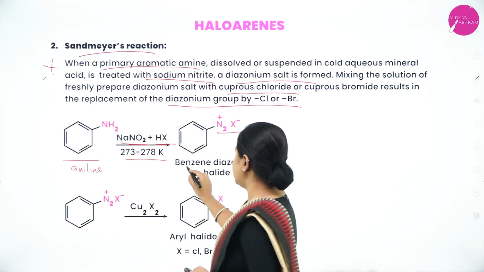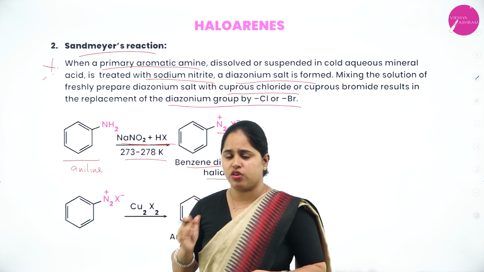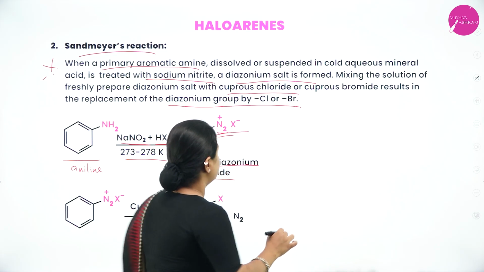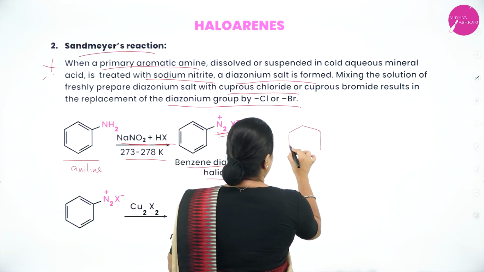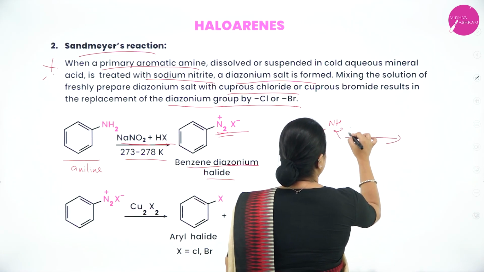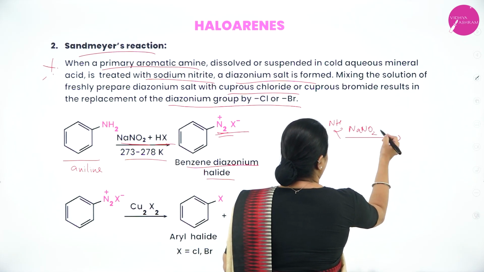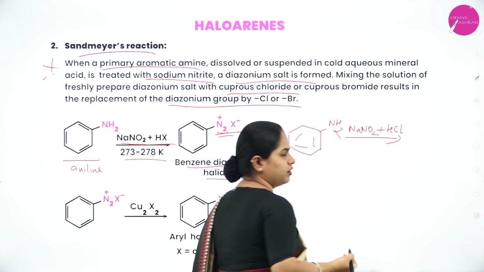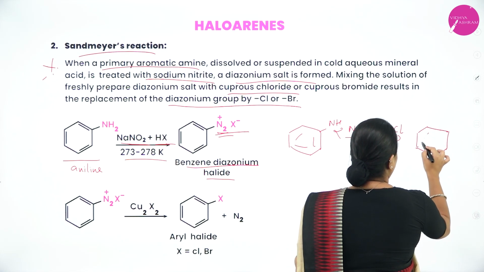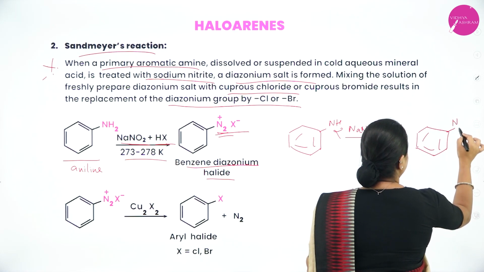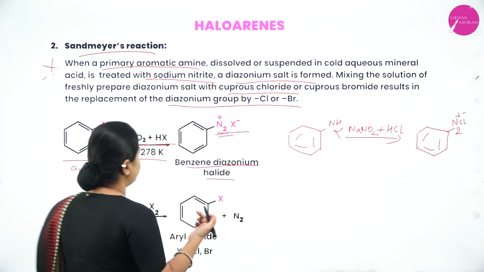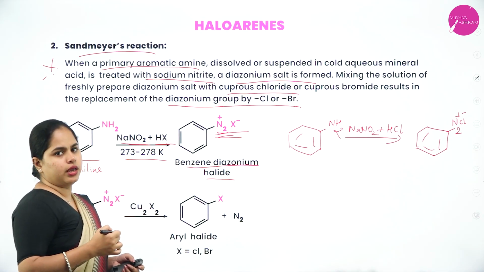So for example, it's written benzene diazonium salt. Why diazo? Diazo stands for N2. Let's take an example. We have taken aniline and sodium nitrite, and we are going to add HCl. If we add HCl, what is the diazonium salt we are going to get? It is N2+ and Cl-. So according to which halogen you take, you will get a benzene diazonium halide.